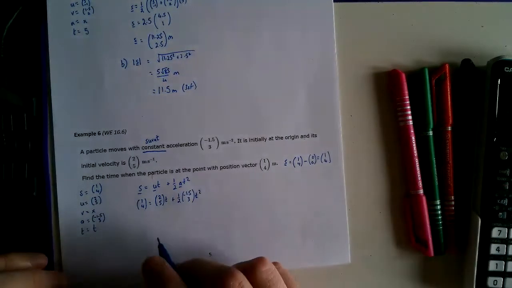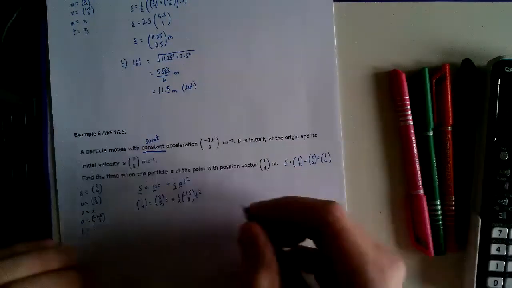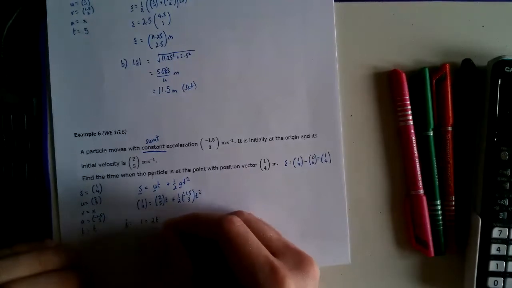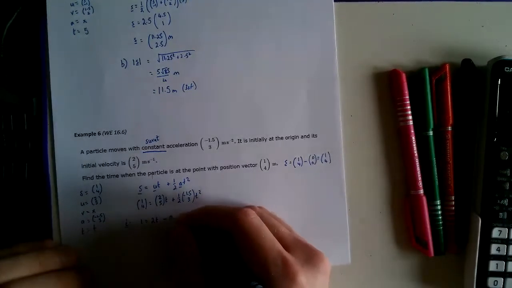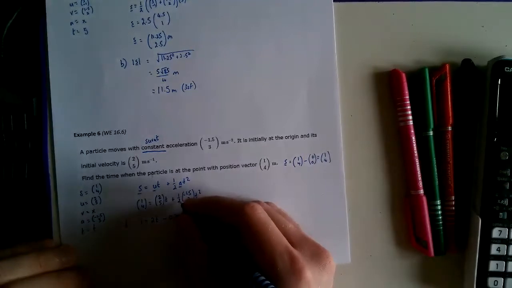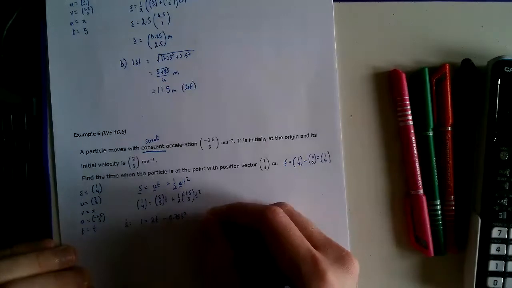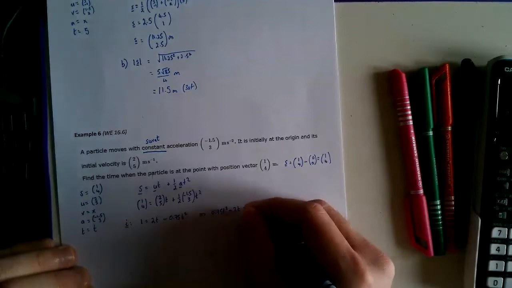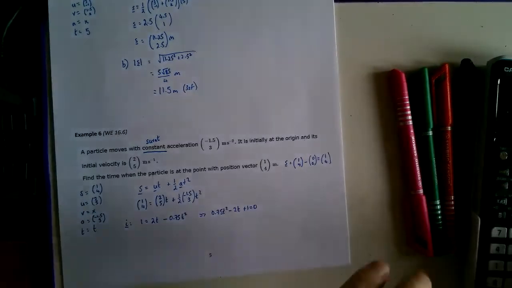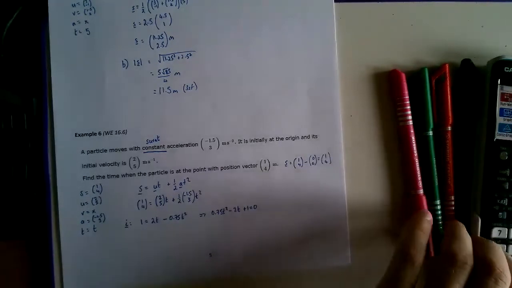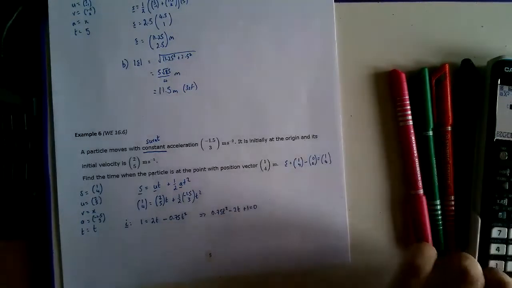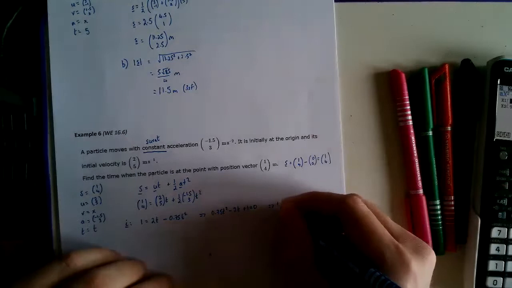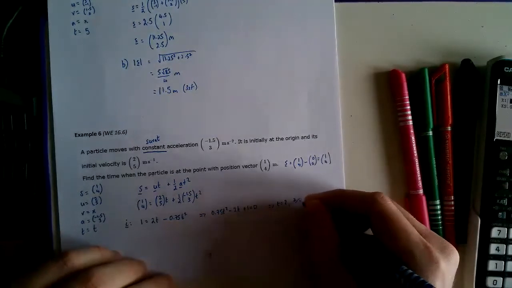Well, we get two equations from this. We get the top one. So if we just look at the i's, we get 1 equals 2t minus 0.75 t squared. Yeah, a half times 1.5. If we take it all over to one side, we get 0.75 t squared take away 2t plus 1 equals 0. And if we type that in a calculator, 0.75, minus 2, 1, we get t equals 2, or 2/3.